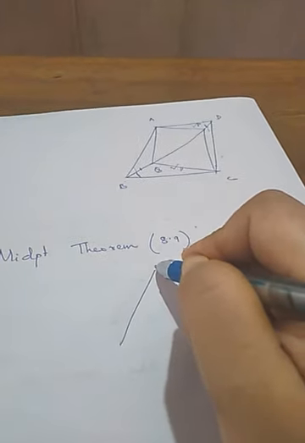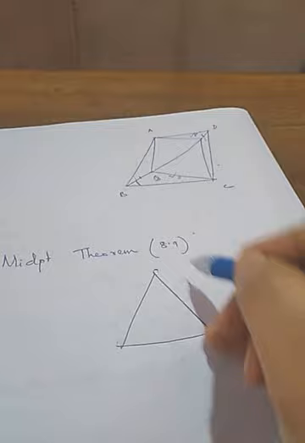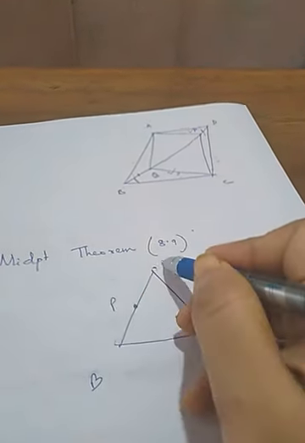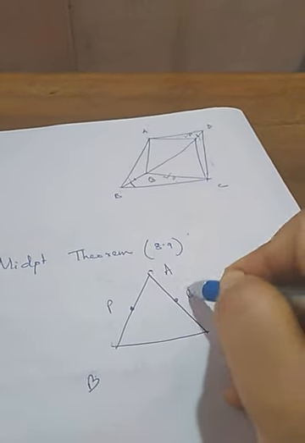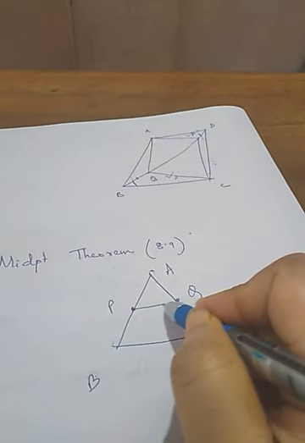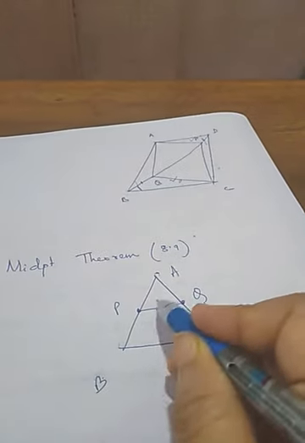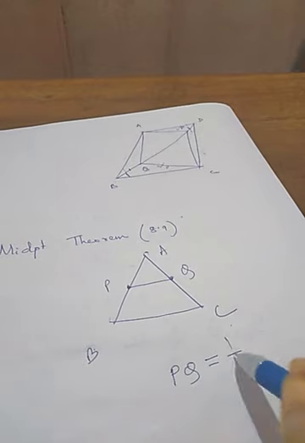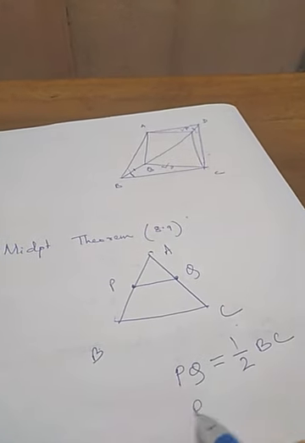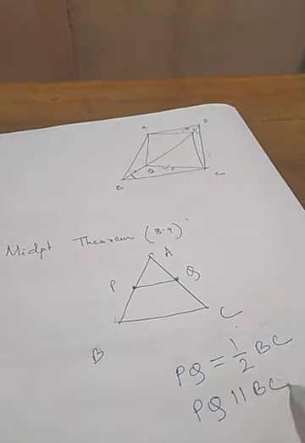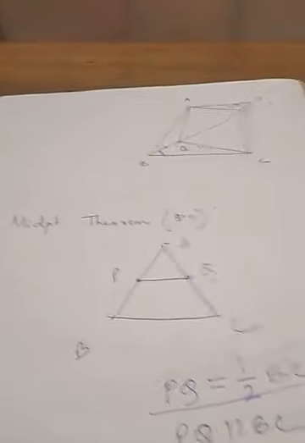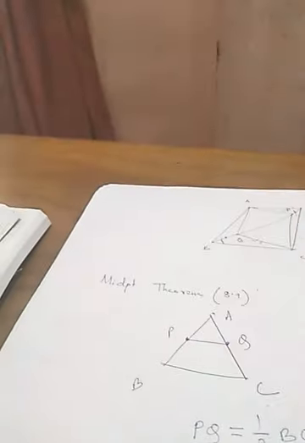Midpoint in a triangle. Suppose this is a triangle ABC. In this triangle, if P is the midpoint of AB and Q is the midpoint of AC, then if you join these two midpoints, you will get a line segment. That line segment PQ is always half of BC, and this line PQ is always parallel to BC. This half of BC is not given in your book, it is theorem number 8.9, but you have to join it in the given statement.